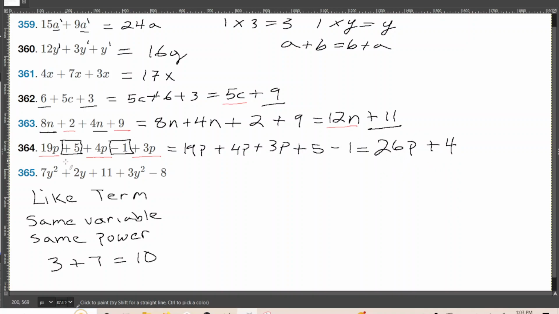Now let's see if this one starts to give us a negative. I'm not too sure, but this one's going to be a little bit trickier because we do have 3 terms, okay? So we have this 7y squared and we have this 3y squared. Not to be confused with the 2y, okay? You cannot combine the 2y to the y squared, you know.